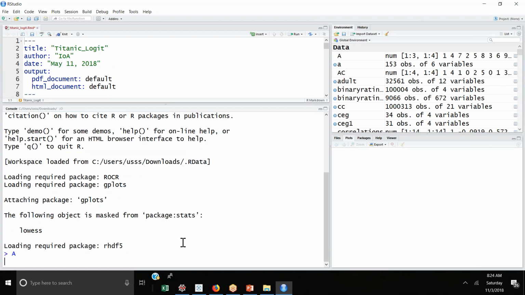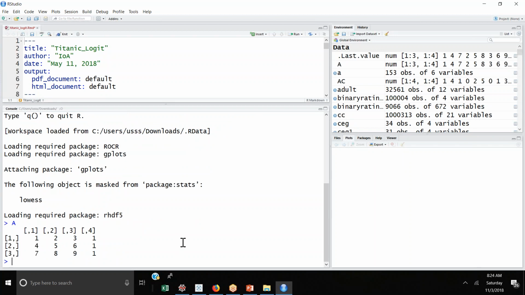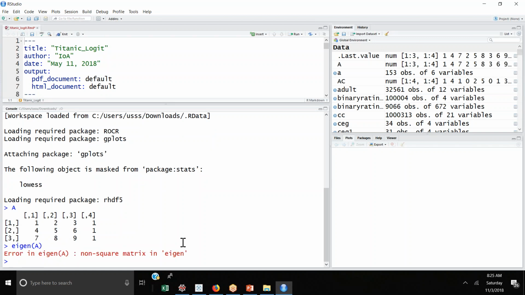I'm going to do A is here, some matrix. Are you looking at my screen? Yes, sir. It's a non-square matrix, is it right? Yeah, that's why it is not. Okay, this is a good example.